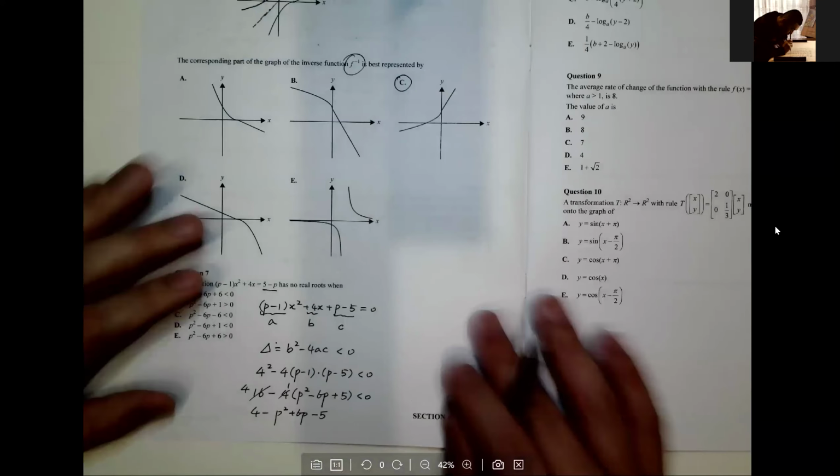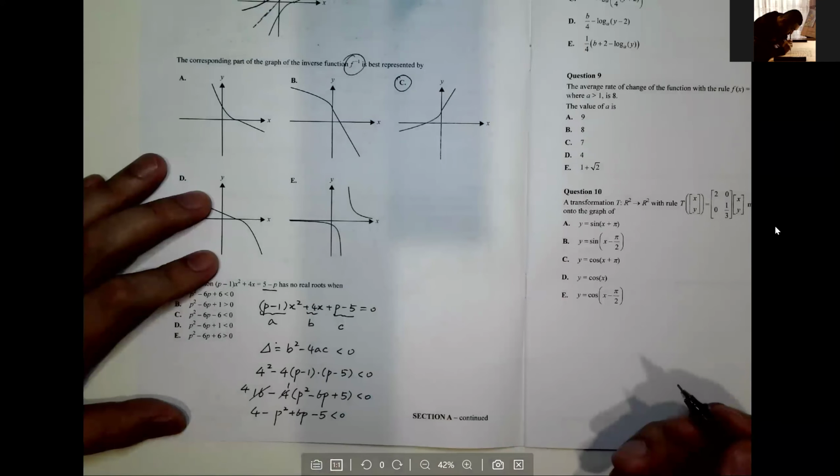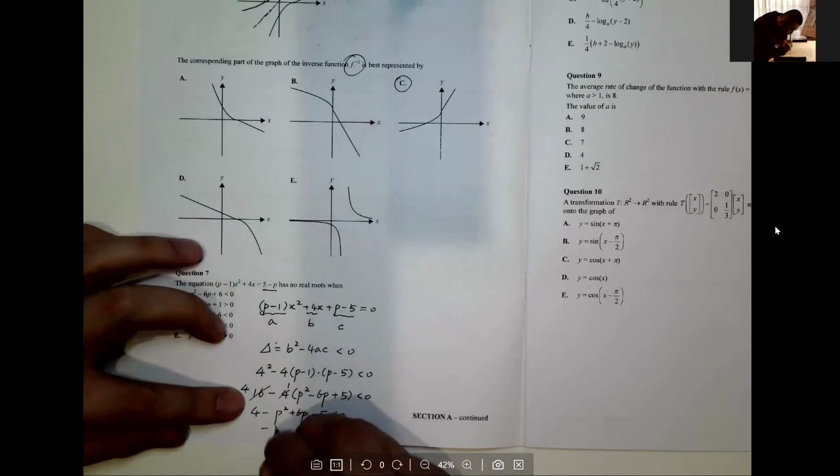Yep, you could get 16 minus 4 times p squared minus 6p, and then plus 5, less than 0. So if you cancel everything by 4, you get 4 minus p squared plus 6p minus 5. Just be mindful, if you divide everything by 4, you get a 4 here and a 1 here, okay? And the next thing you see is this whole inequality is less than 0. So you actually get minus p squared plus 6p, 4 take 5, minus 1, less than 0.